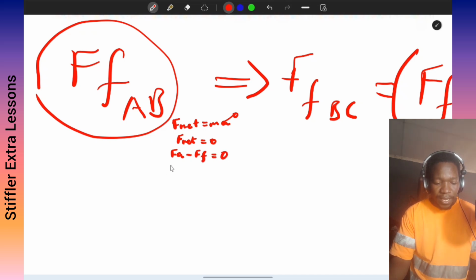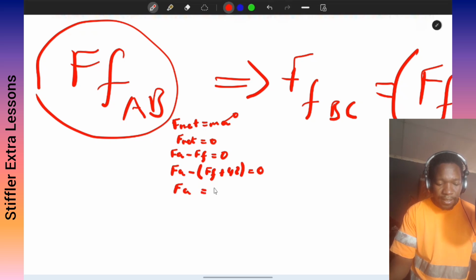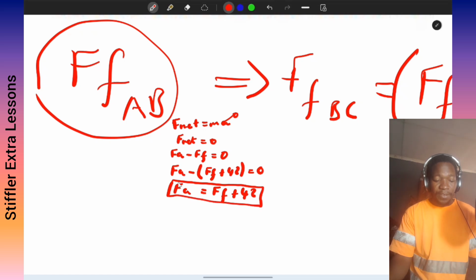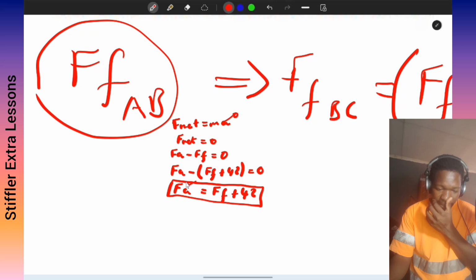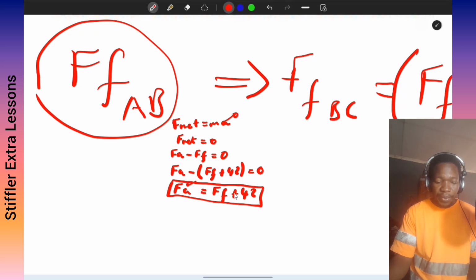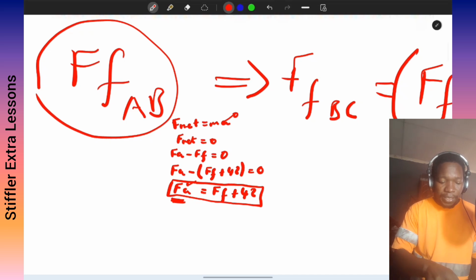But what is our frictional force now? Our force applied minus frictional force now becomes frictional force plus 42 is equal to 0, which means that our force applied is actually frictional force plus 42. So our force applied didn't change. Relating it to the previous one, our frictional force plus 42 is equal to the force applied. But we didn't answer the question.